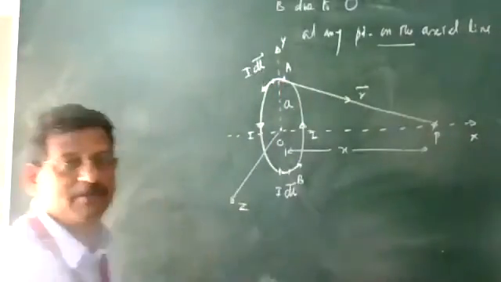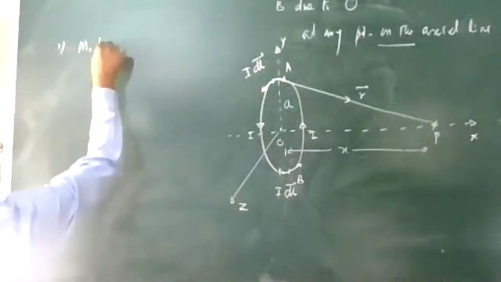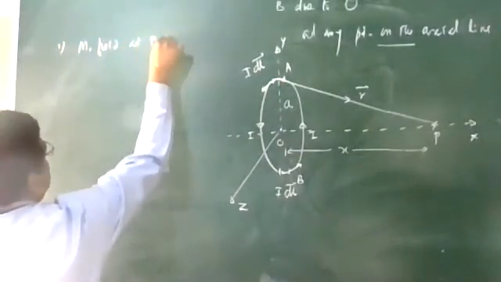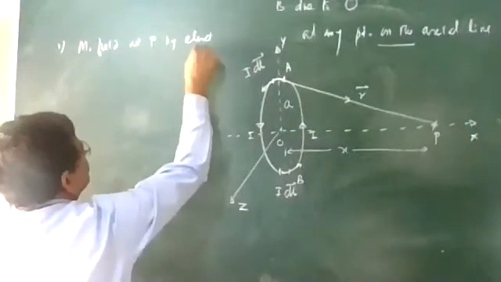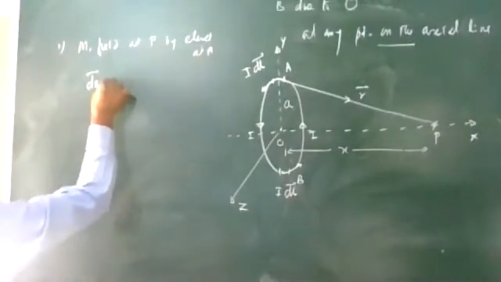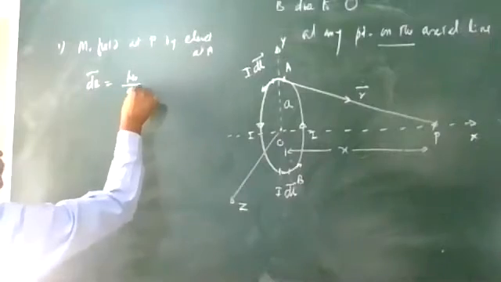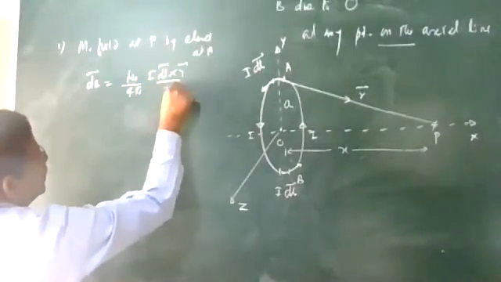What is the magnetic field at P by current element at A? The magnetic field at P by the element at A is given by Biot-Savart law: dB vector equals mu naught by 4 pi, I dl cross r vector, divided by r cube.